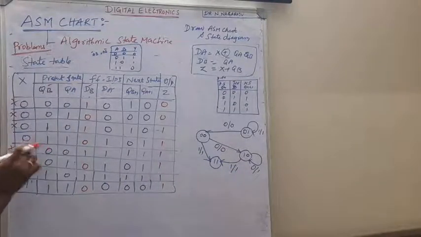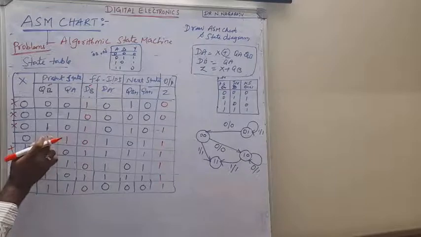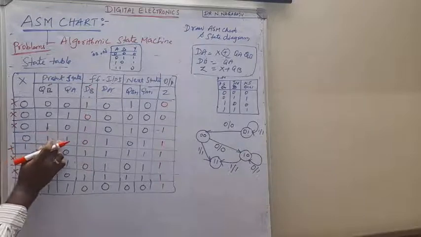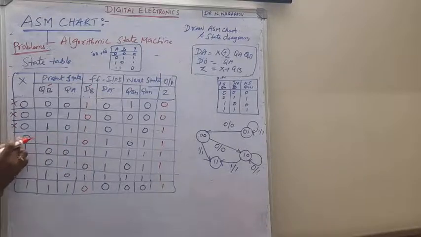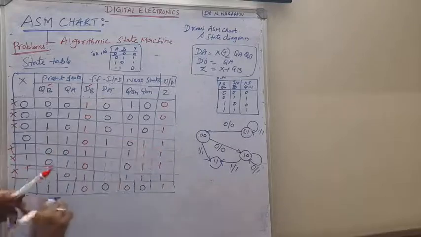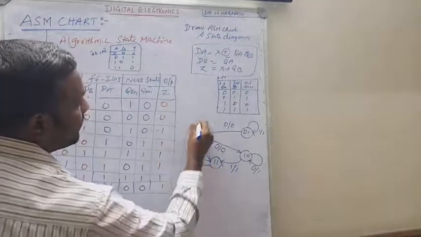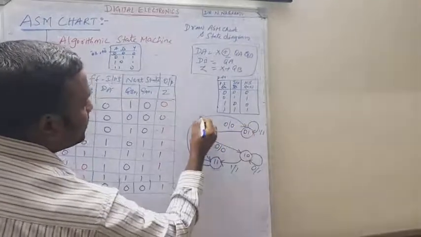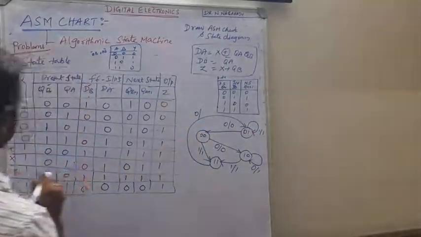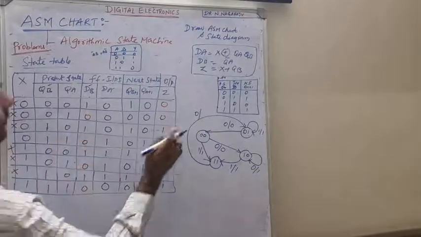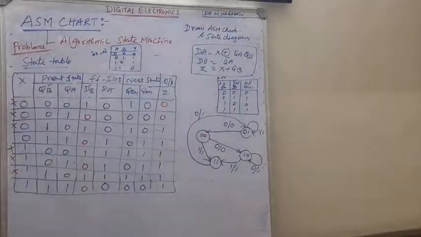Then the final one, the last one, that is 1 1. If the present state is 1 1 and the input is 0, where will it go? 0 1. So where is the 0 1? Here. So I am going to connect it like this. The input is 0, so what is the output you are getting? 1. Okay, this is over.